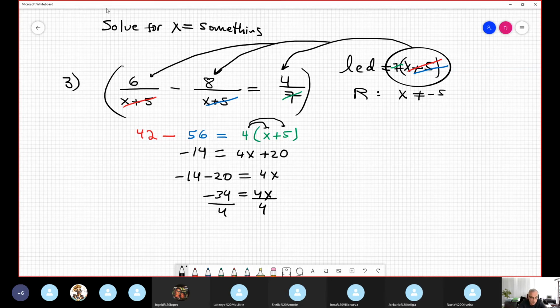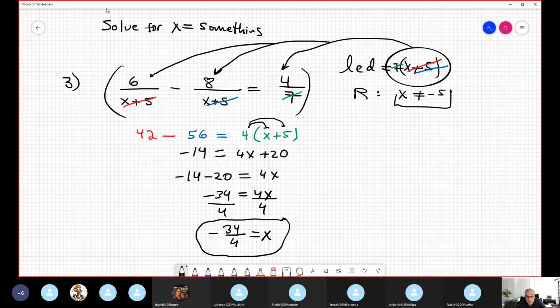And 34 divided by 4 is impossible. It's a decimal, just leave it like that. So the answer is negative 34 over 4 equals x. And this answer is good, because the only restriction in our problem, the only value to be undefined, the only bad guy, hypothetical, we have in our problem is negative 5. See, there are no coincidences with the solution.